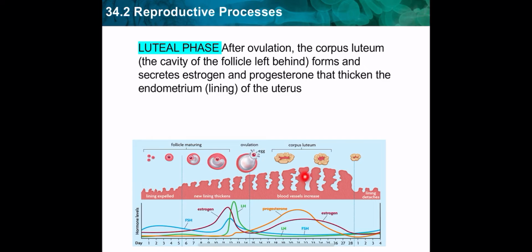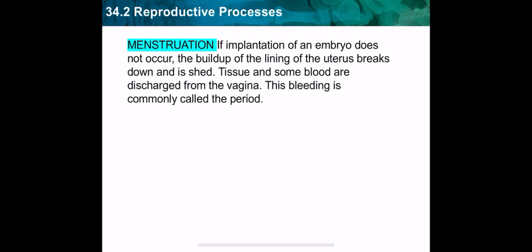What if there is no fertilization after ovulation? This is the luteal phase. After ovulation, the corpus luteum will increase the thickness of the endometrium and increase the progesterone and estrogen levels. What if there is no implantation of the embryo? The lining of the uterus breaks down and is shed. Some tissue and blood are discharged from the vagina, and this bleeding is commonly called the period. This is menstruation.